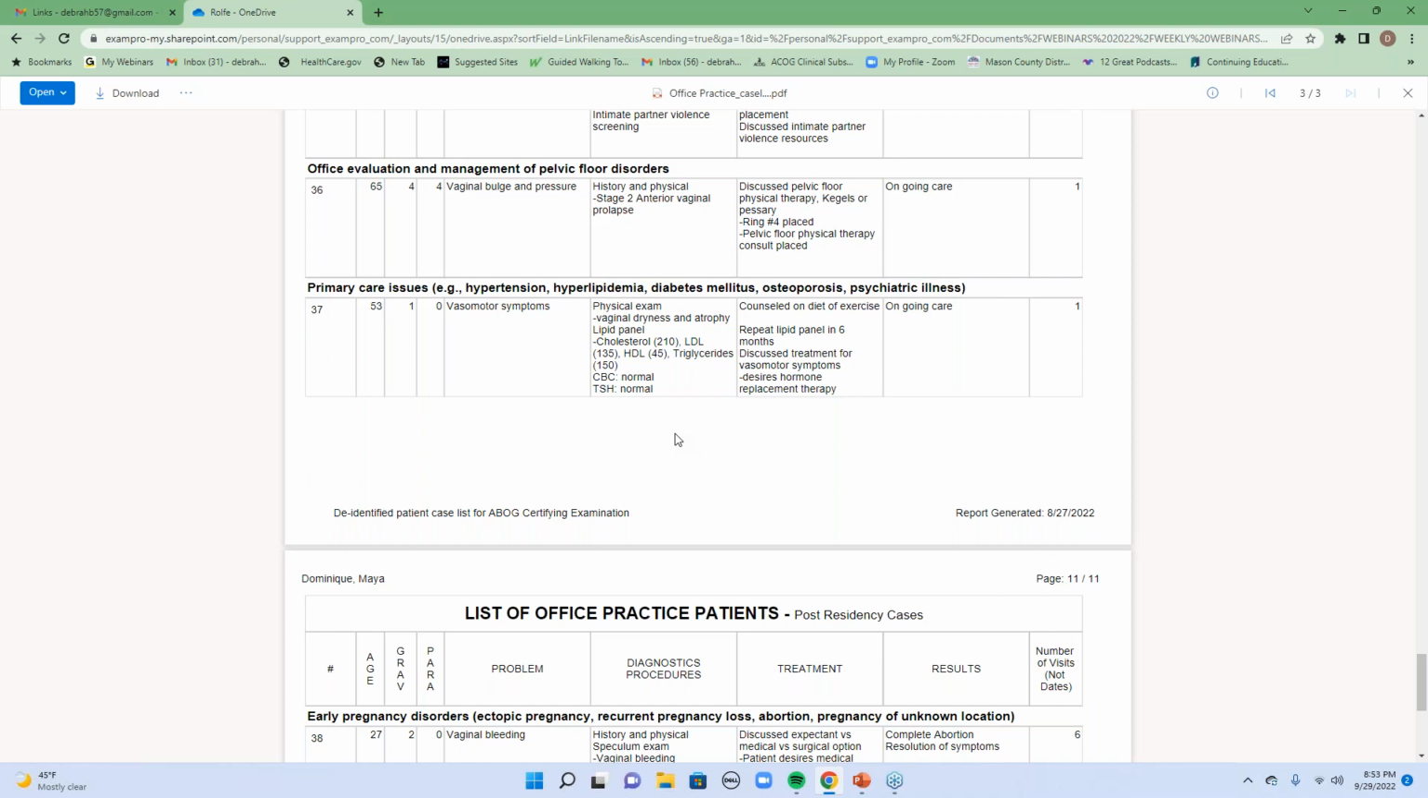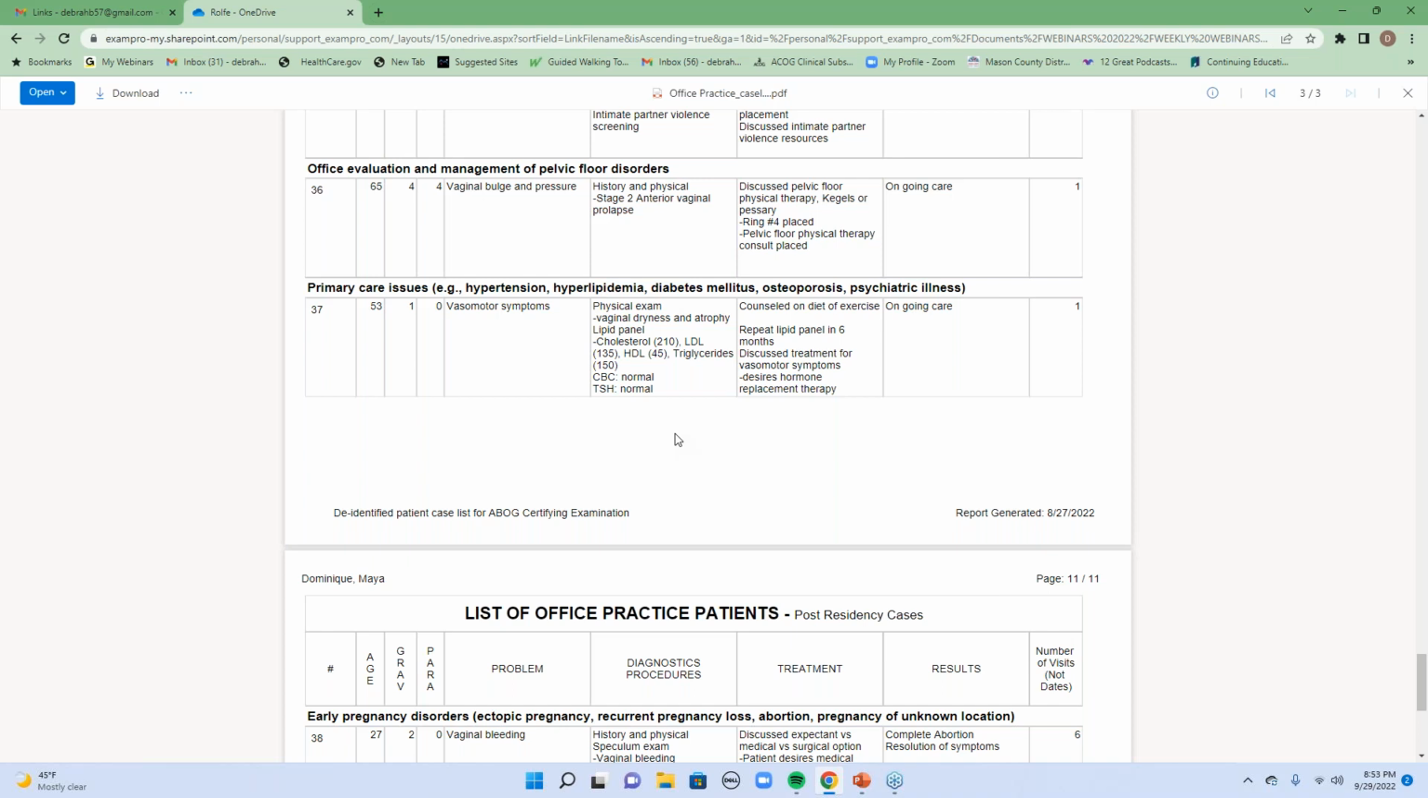Okay, and so then you're going to repeat her lipid panel in 6 months. What if it's the same? How do you determine, do you place people on statins, or how do you determine if somebody should actually be on a statin?